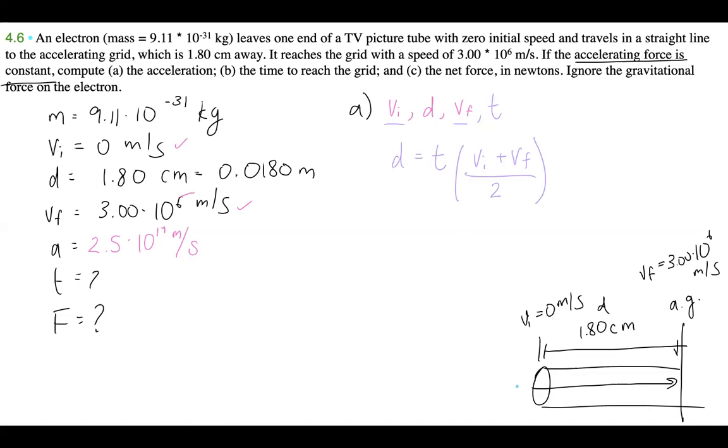And really we're looking for time, so we have to isolate for time. So T is equal to D divided by VI plus VF over 2. Awesome. Okay, so we're going to plug that in.